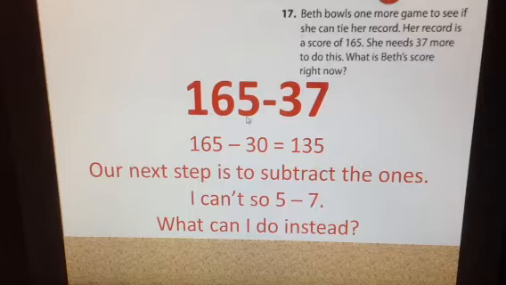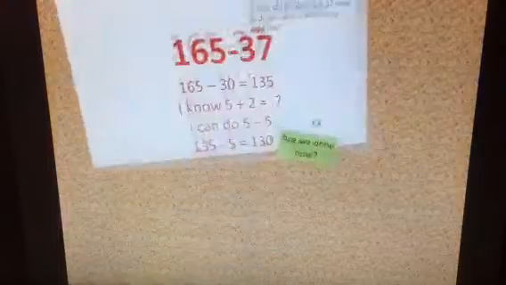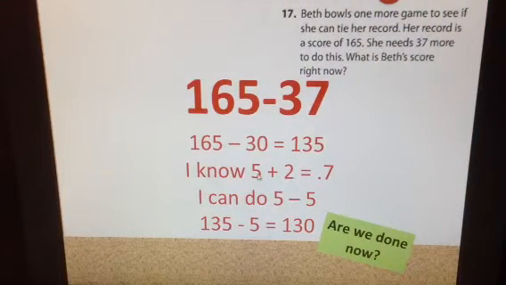I can't do 5 minus 7. What can I do instead? I know that 5 plus 2 equals 7. I can do 5 minus 5. 135 minus 5 is 130.